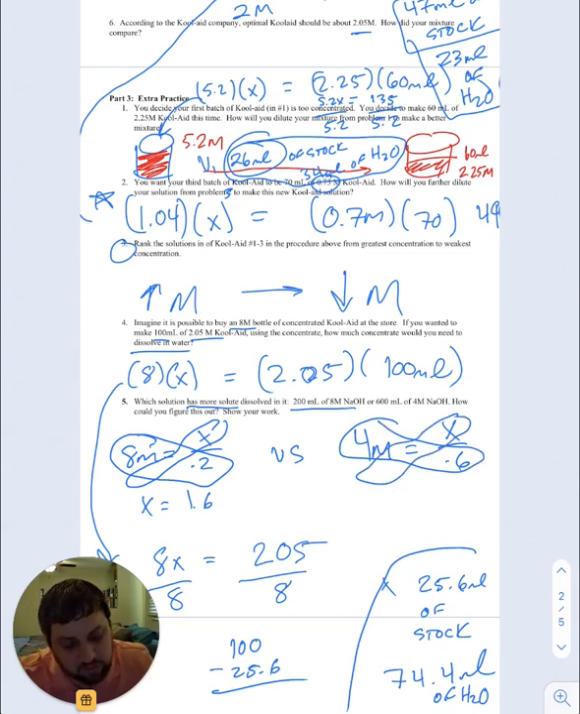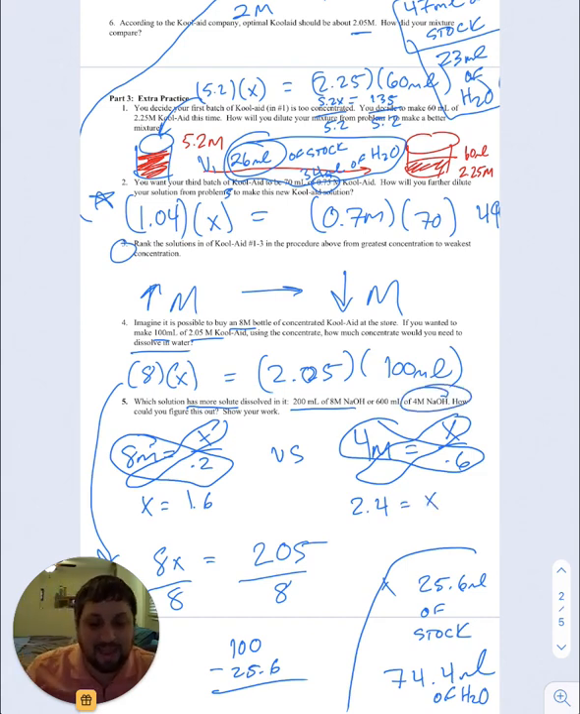Same way to solve this problem. So 4 times 0.6 is 2.4 equals x. So my second solution has more solute. It has 2.4 moles versus 1.6.